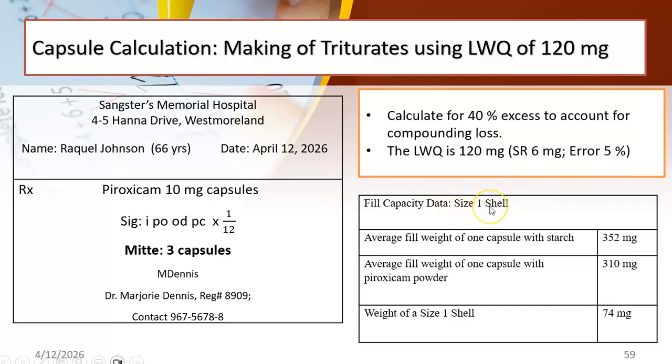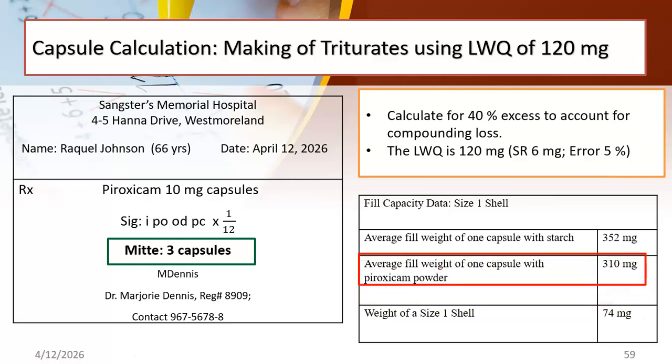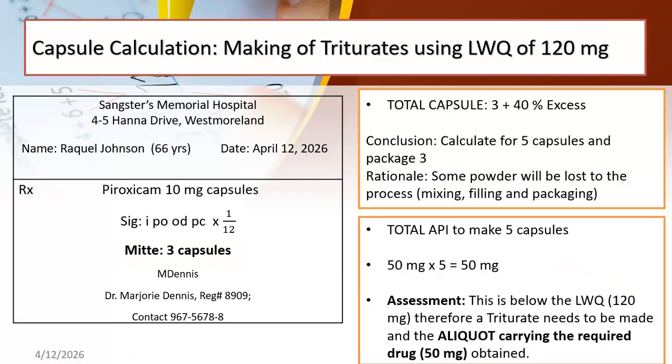So we're going to use a size 1 shell. We have the fill capacity for the starch. We have the fill capacity for the piroxicam, but you're going to see that we really don't need it. And then the weight of the shell. Meter 3 capsules, the fill capacity for the piroxicam really will not be used at all, as said before.